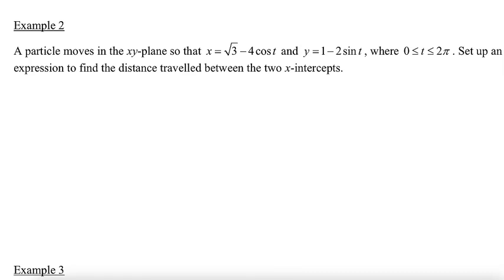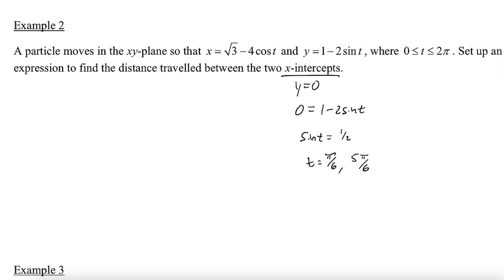So first I need to figure out where the x-intercepts are, and if I have an x-intercept, that means the y value is 0. So if I solve this, 1 minus 2 sine of t, then sine of t equals 1 over 2. That will happen when I have pi over 6 and 5 pi over 6. You will still need your unit circles. Please remember that. Unit circle or triangles, however you have it memorized.